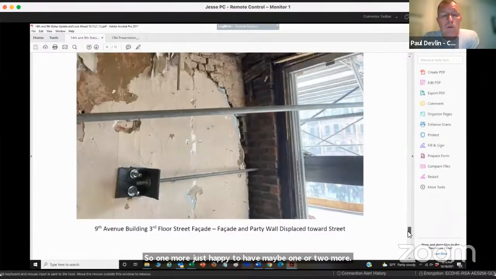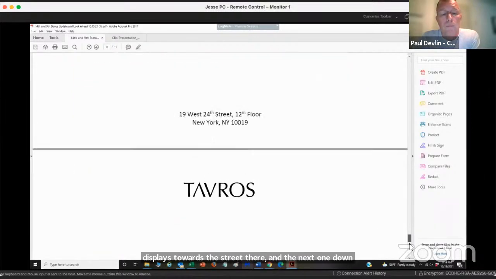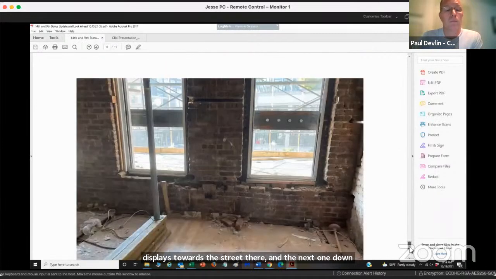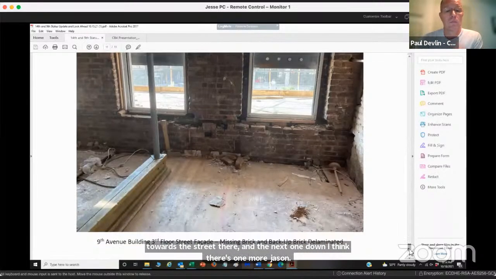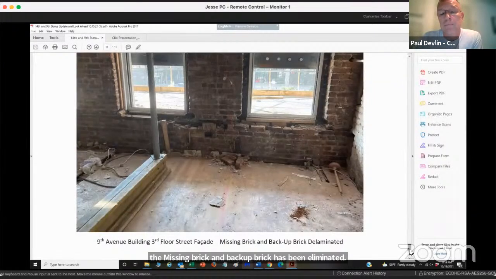And again, I'm not a structural engineer myself, so I look at these and I see failing bricks. I can't make a professional assessment of this. I just look at what these pictures show. It's displaced towards the street there. And the next one down, I think there's one more, Jesse. That's the missing brick, and backup brick has been delaminated. And that's a third floor. Thank you.